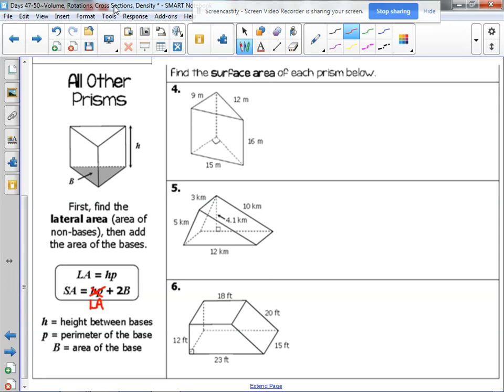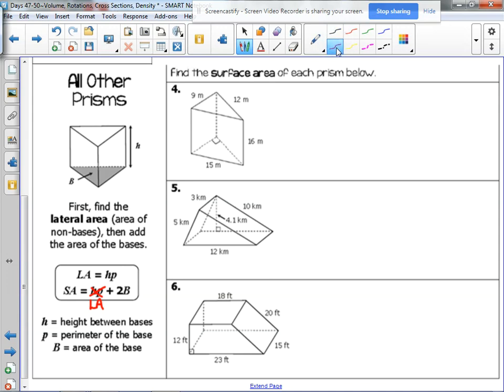So the surface area is equal to the lateral area plus 2 times big B. Big B is always the area of the base. We talked about that with volume. We're using it here with surface area as well. So 2 times big B is still the area of the base.